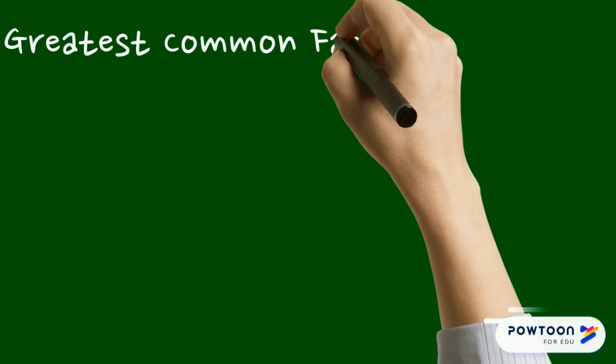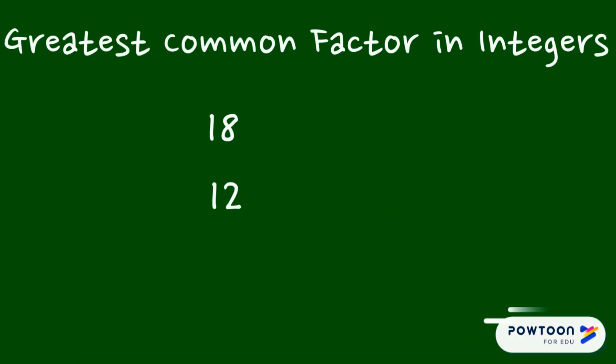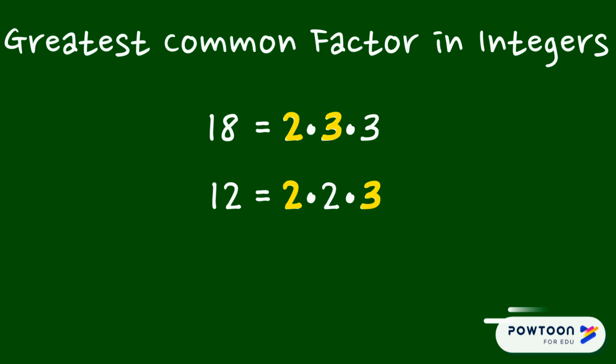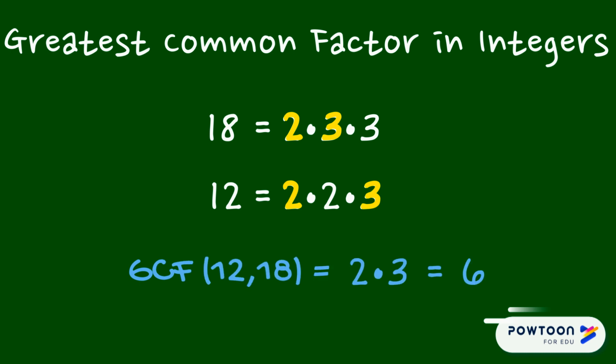The greatest common factor in integers is the greatest number that is a factor of both numbers. So if we have 18 and 12 as in this example, the greatest common factor is the greatest number that can divide both of them. One way to find the greatest common factor, or GCF, is to see which are the factors that both numbers have in common. In this case, 2 and 3 are the common factors, so the GCF of 12 and 18 is 6.